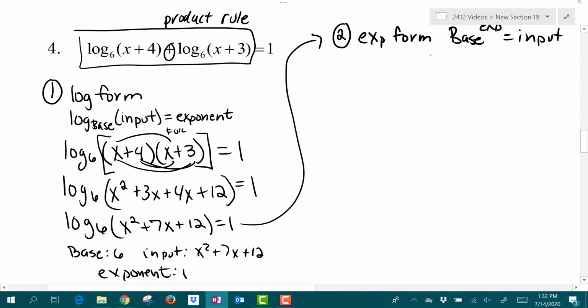So when I go to convert, you have 6 raised to the power of 1 is equal to x squared plus 7x plus 12. Okay, 6 to the power of 1 is just 6, so we'll try to simplify that in the easiest way that we can.